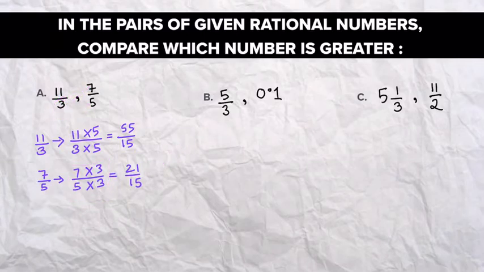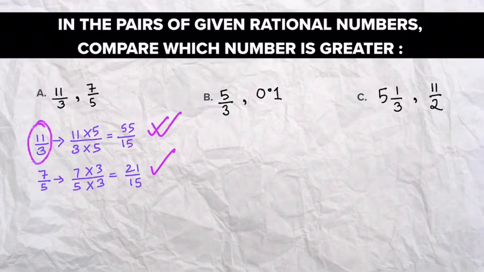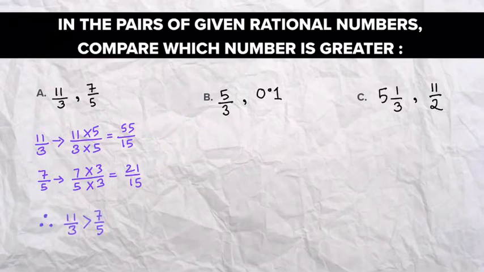Between 55 by 15 and 21 by 15, which is the bigger number? 55 by 15 एक नंबर है और 21 by 15 एक नंबर है. So कौन सा नंबर बड़ा है? The first one, 55 by 15. Okay, so 11 by 3 will be greater than 7 by 5. So therefore 11 by 3 is greater than 7 by 5.